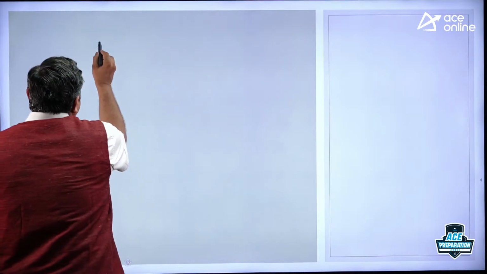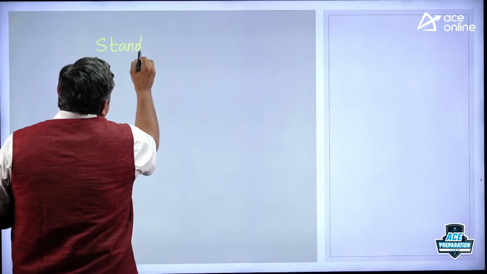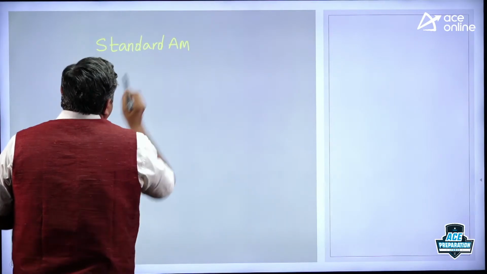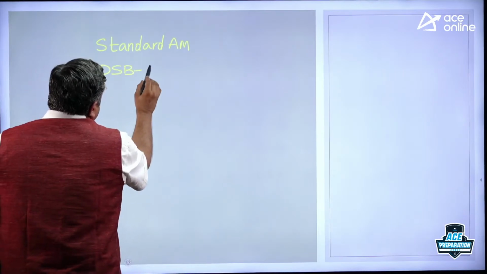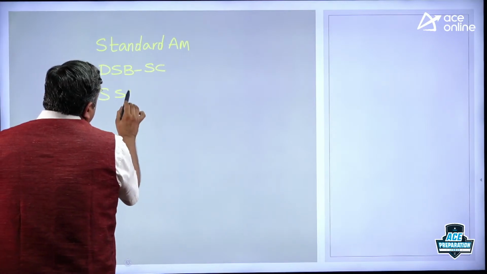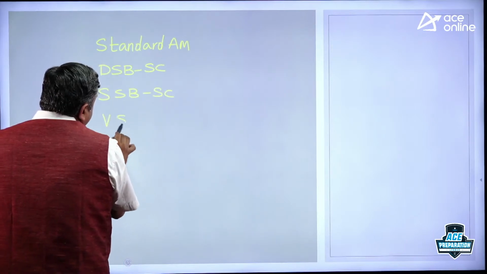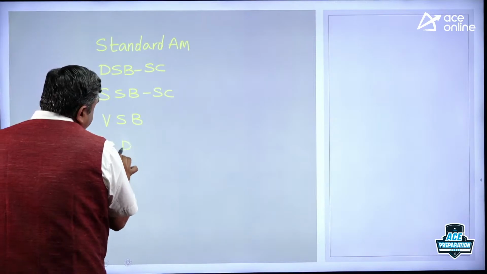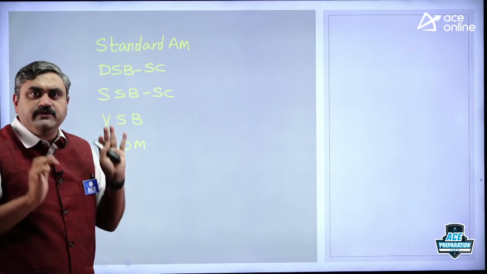So when you take amplitude modulation and demodulation, you will have standard amplitude modulation, then you will have double sideband suppressed carrier modulation, then you will have single sideband suppressed carrier modulation and vestigial sideband modulation. Along with this, frequency division multiplexing. So these are the areas that you will be concentrating on.